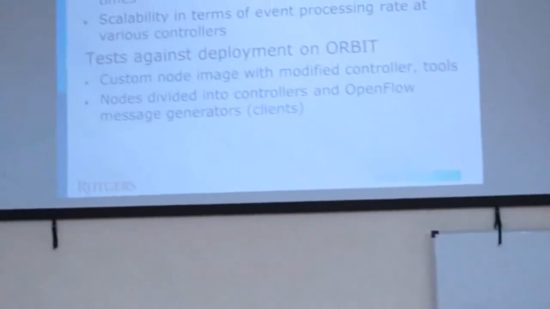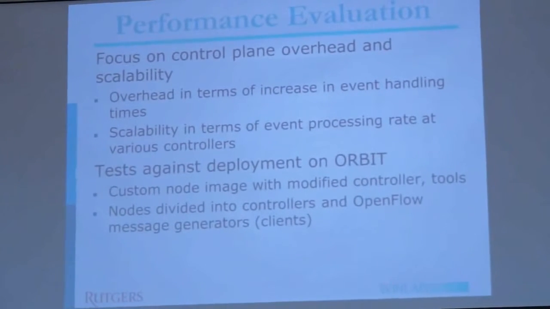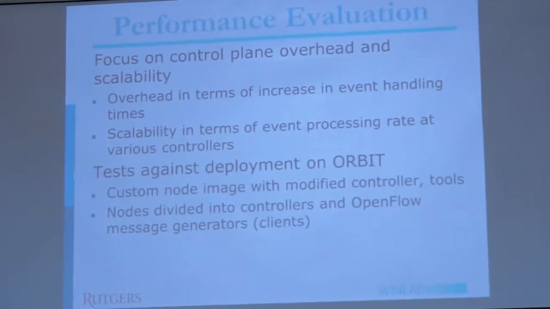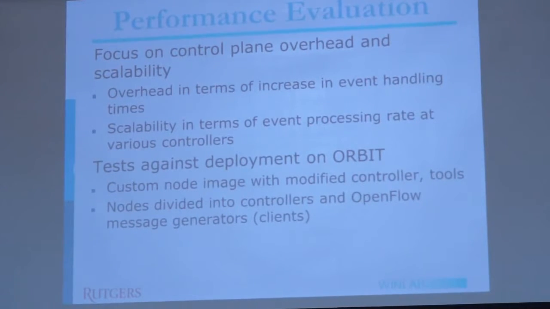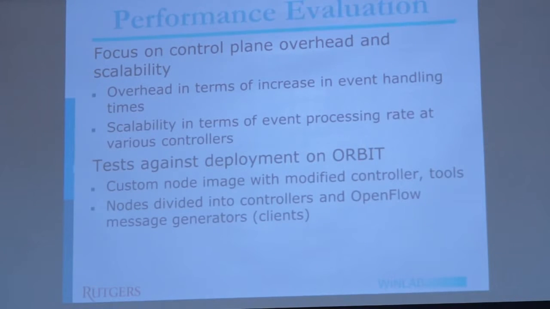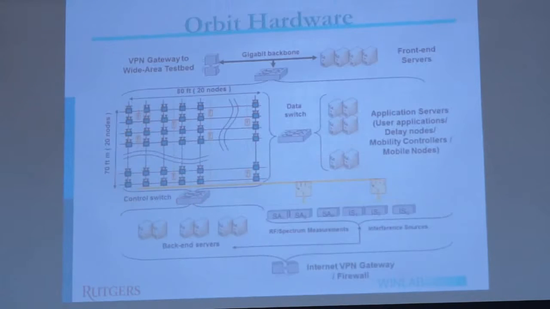The main objective, of course, was to do a performance evaluation, right? And see how all of this really works and whether it makes sense or not. The two main questions are the overhead and the scalability in terms of event processing rate, right? It was all done on ORBIT, of course. I'm not sure how many people here know what ORBIT is, so I have 2 slides on ORBIT. I'll just flash them around. I'll come back to this.